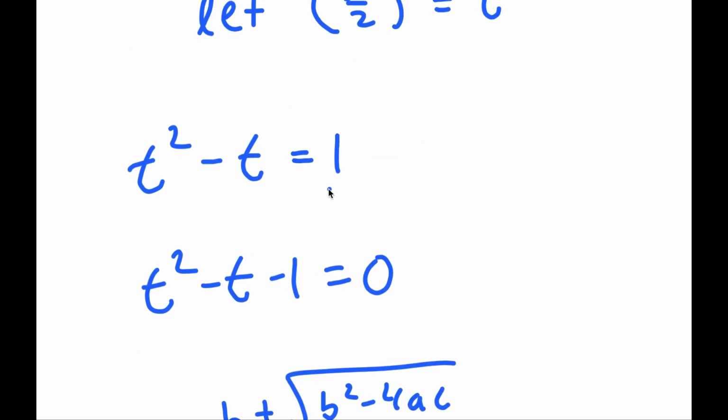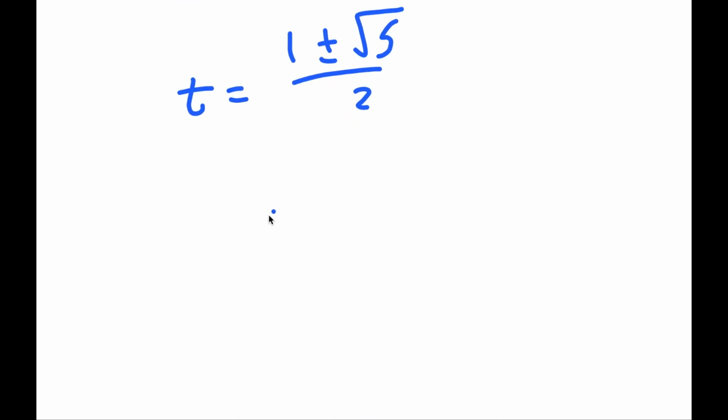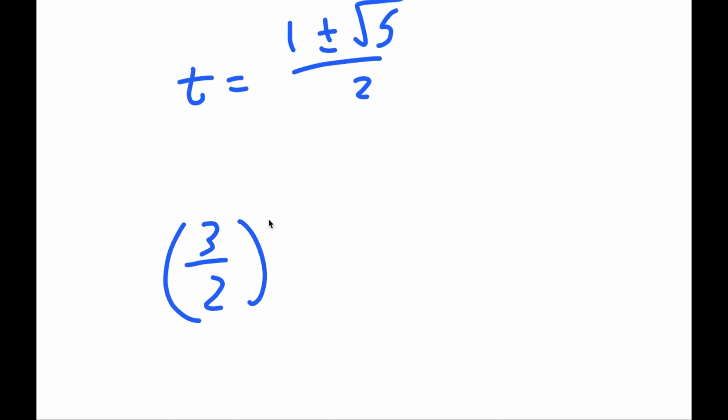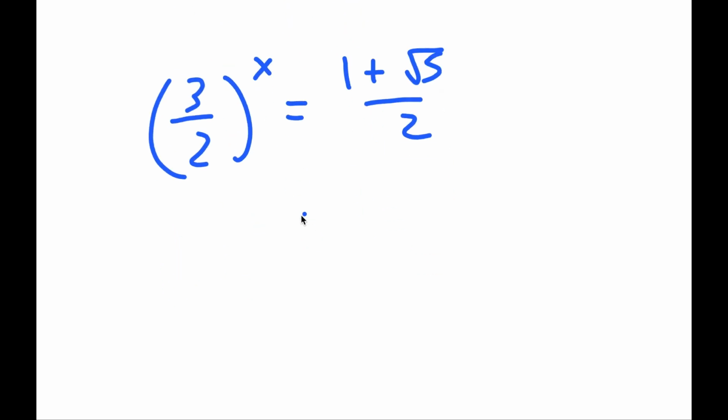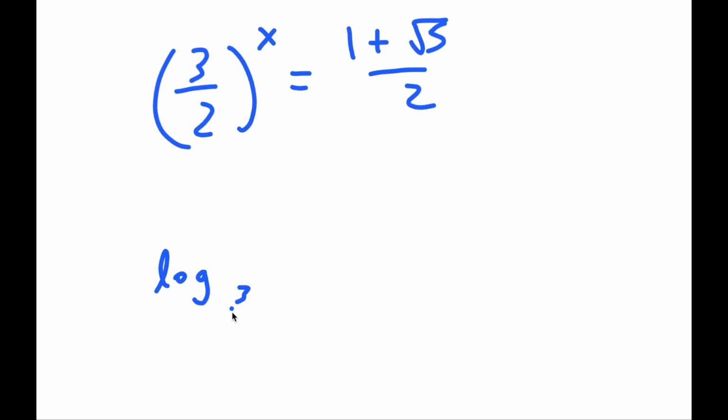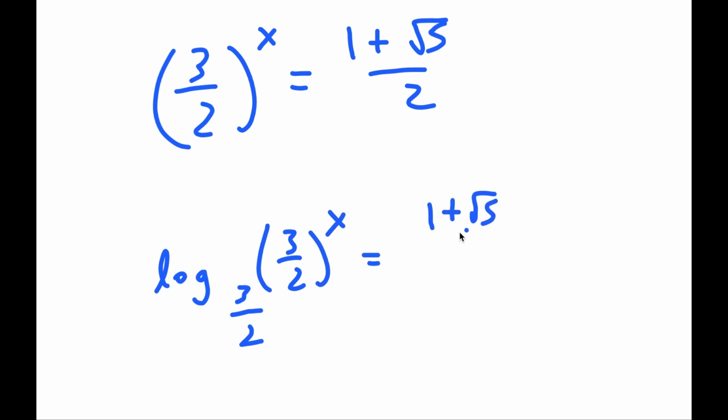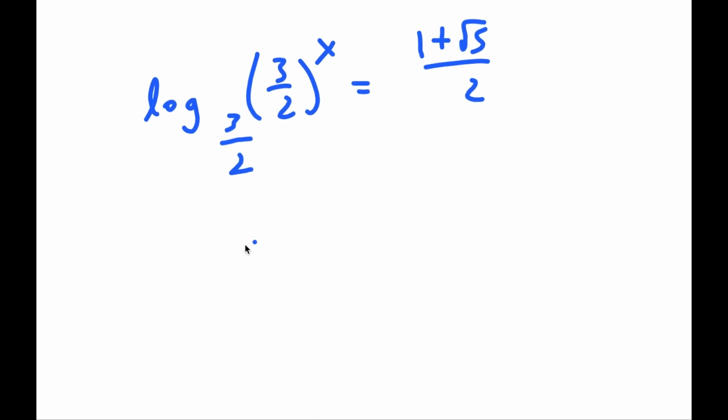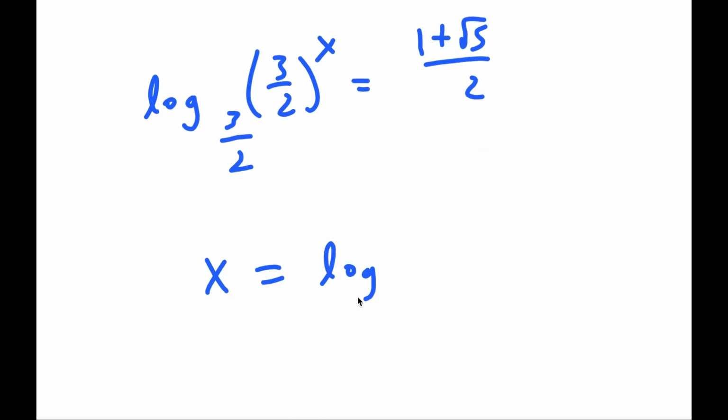So this means that 3 over 2 to the power of x is equal to 1 plus the square root of 5 over 2. 1 minus the square root of 5 over 2 wouldn't work because it's negative, and you can't take the power of a positive number and make it equal negative. So now if I take the log base 3 over 2 on both sides, I get x is equal to log base 3 over 2 of 1 plus the square root of 5 over 2. So this is my solution.